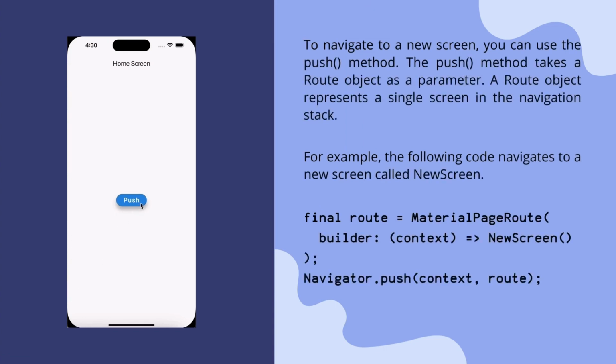The push method takes a route object as a parameter. A route object represents a single screen in the navigation stack. For example, the following code navigates to a new screen called new screen.